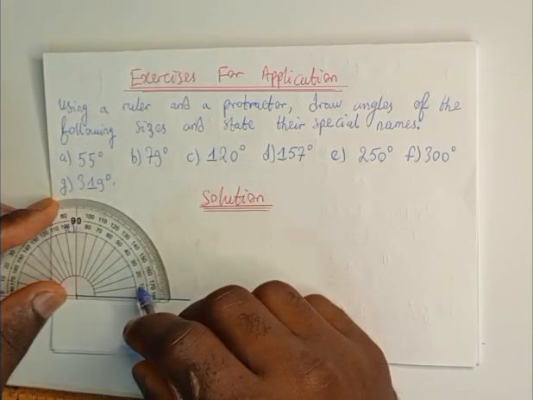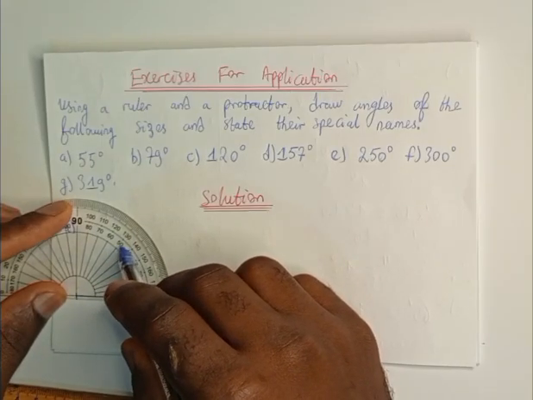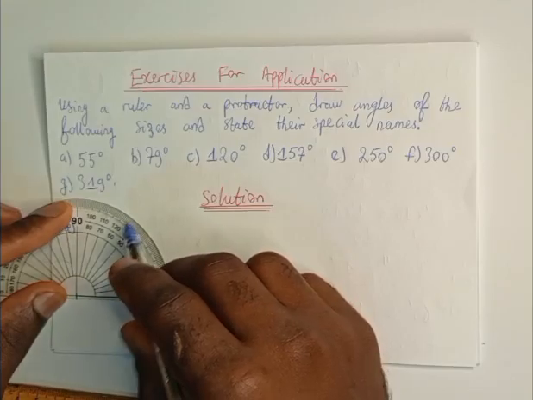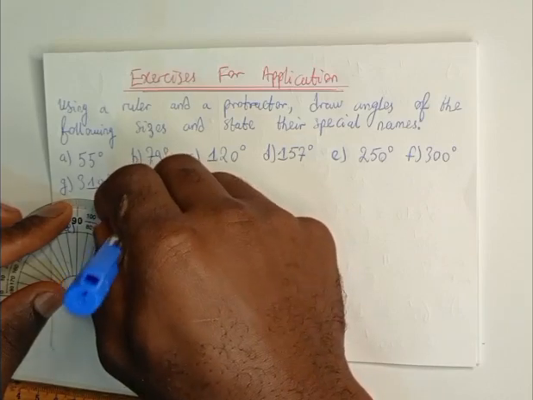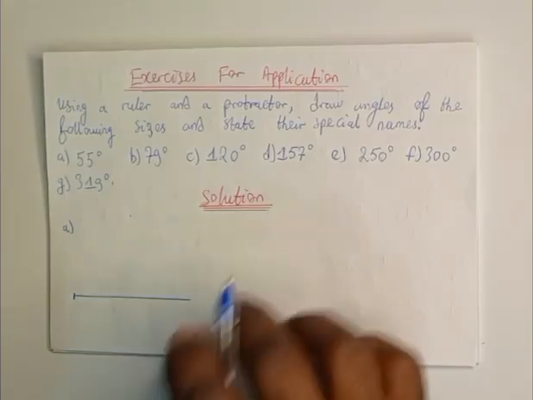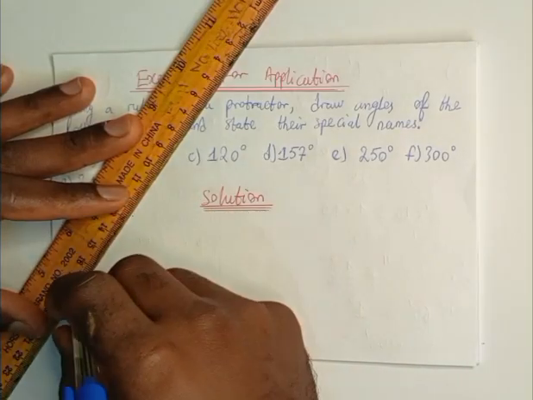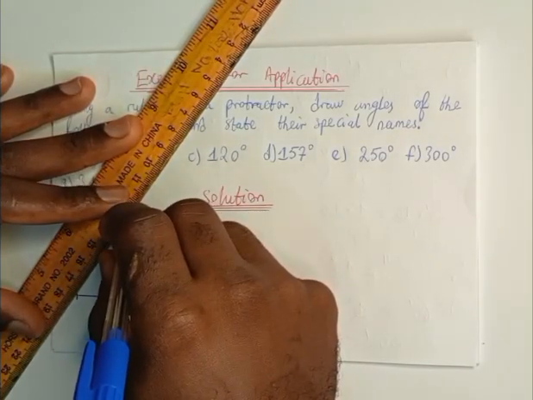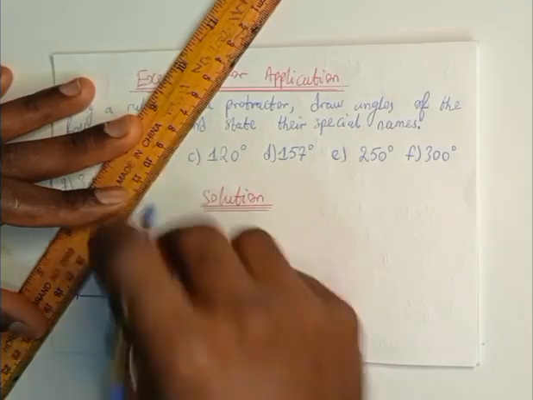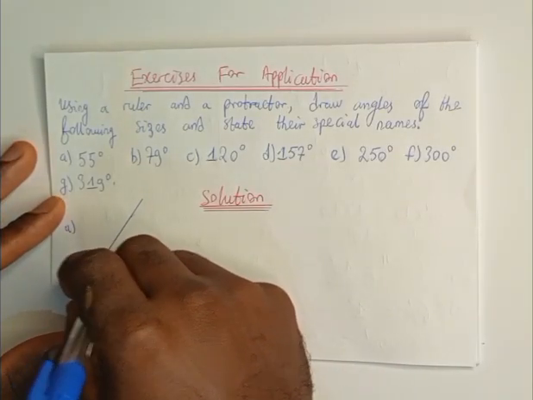This is 0, then 20, 30, 40, 50. We count. This is 50, 51, 52, 53, 54, 55. You can see the line very thick. And now we put a dot. Then we use our ruler to connect the dot to the initial point of the initial line. Such. Then we label the angle. This is the angle 55 degrees.